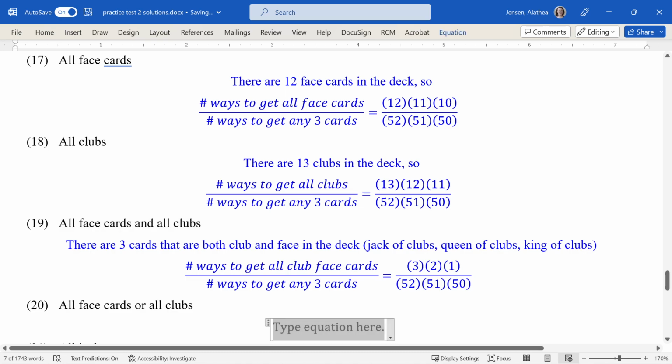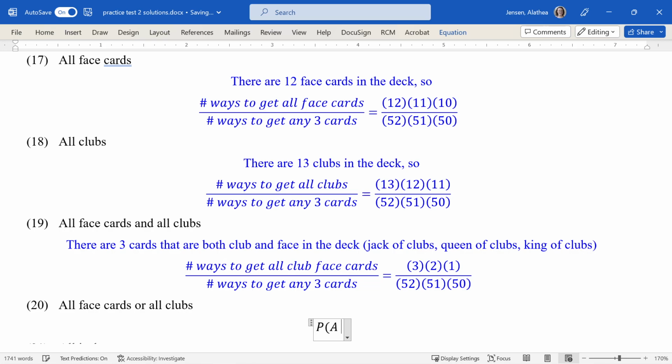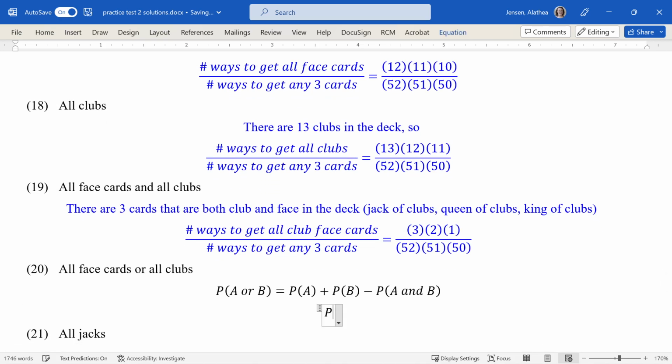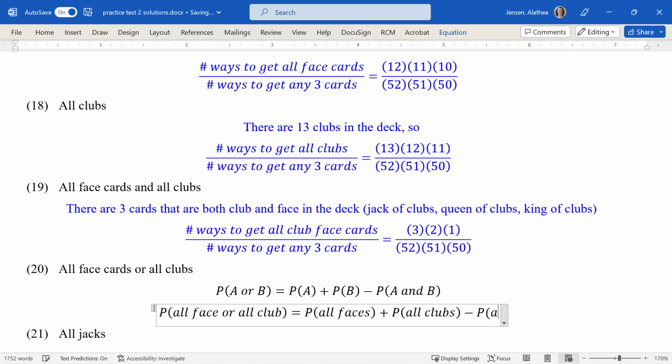So we're going to need the regular OR formula, which is like this. We add probability of A and B, and then we do have to subtract probability that both happen. But we already have all three of these numbers from the previous questions. Our events here are all face or all club. So I'm going to do probability of all faces plus probability of all clubs minus probability of all faces and all clubs.